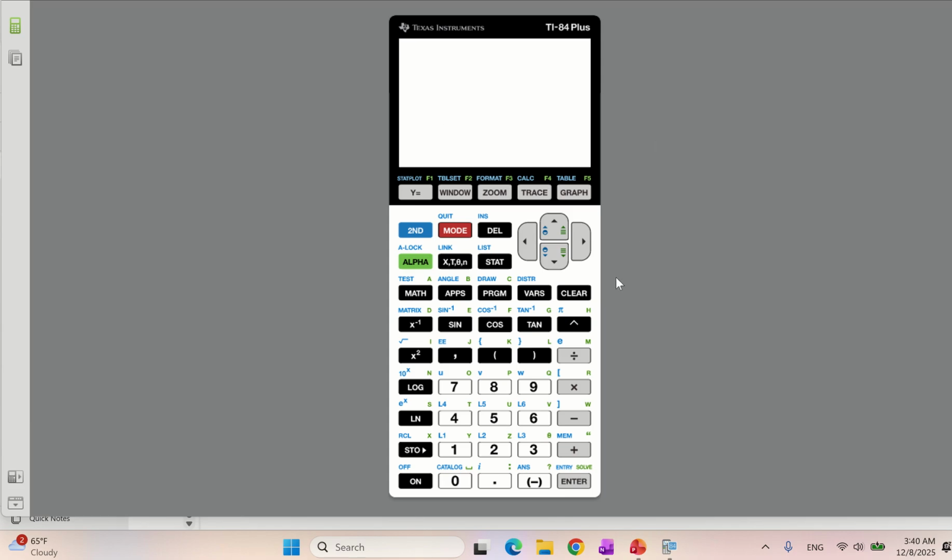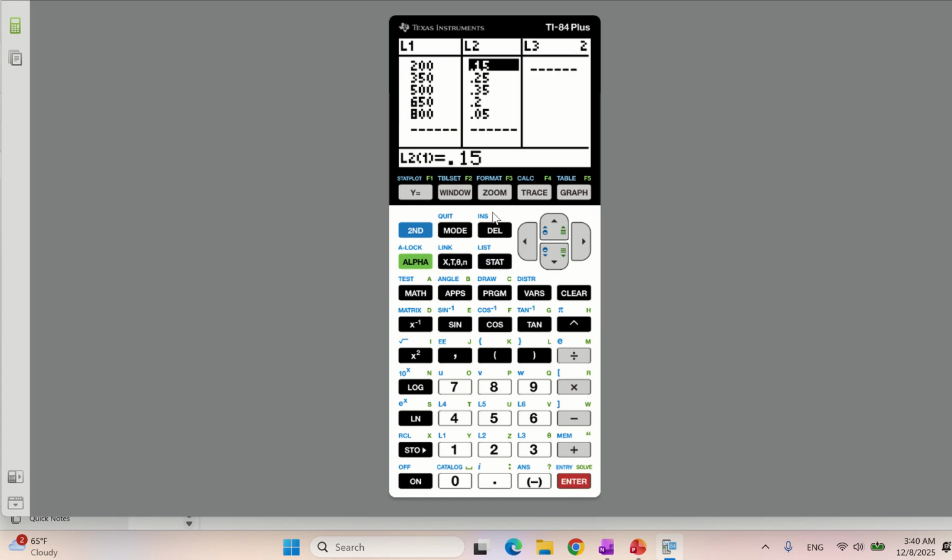All right, so we're going to show you this on the graphing calculator. So again, you're going to go to Stat, and then Edit, and here we go. So we got this here. We're putting in the x values, then the probabilities here.